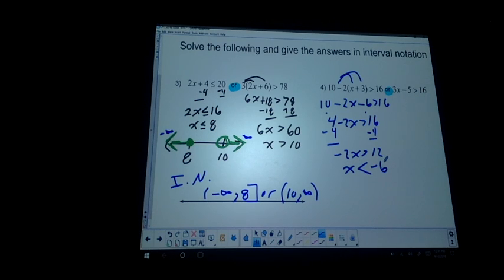Is there anything on that work that you don't understand? Next problem. Add 5, add 5. So we get 3x is greater than 21. Divide by 3. X is greater than 7.